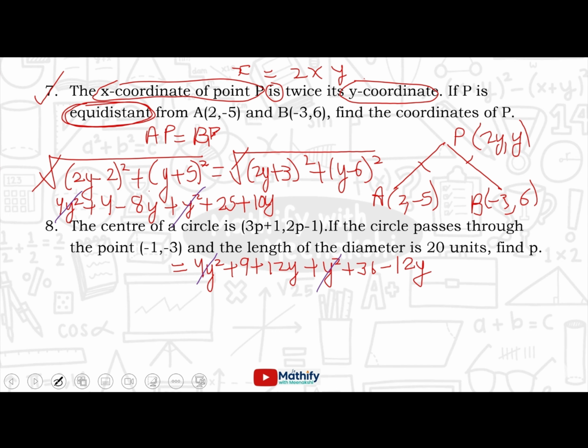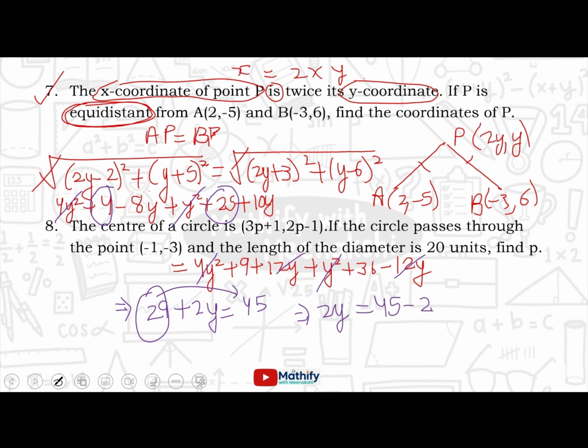I think that's it. Now let's solve. What are we left with? We are left with 4 plus 25. What is 4 plus 25? 29, minus 8y plus 10y, 2y, is equal to, here 12y minus 12y becomes 0, and 9 plus 36, that is 45. Now we'll transpose 29 to that side, it becomes 45 minus 29. Yes, so your 2y is 16, that means your y is 16 by 2, you can say 8.